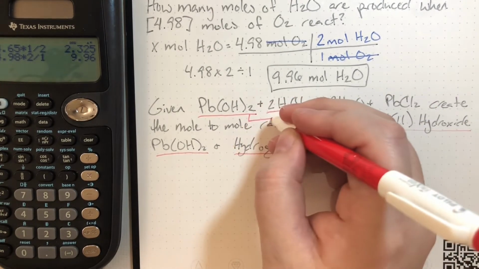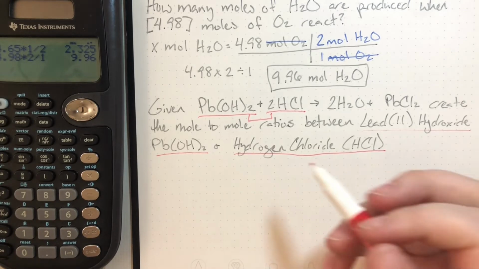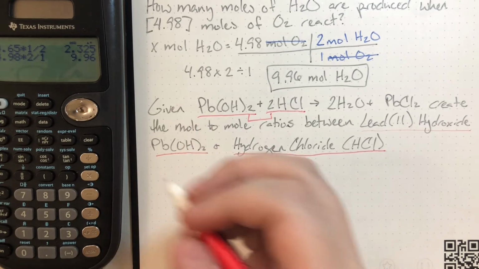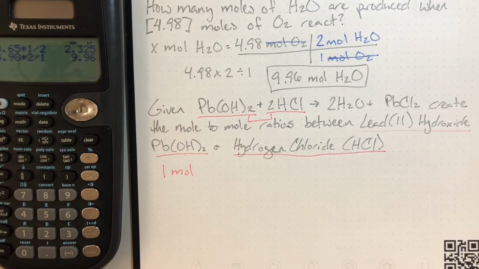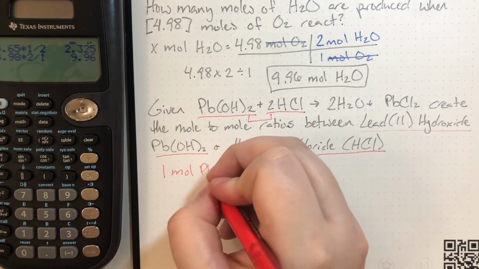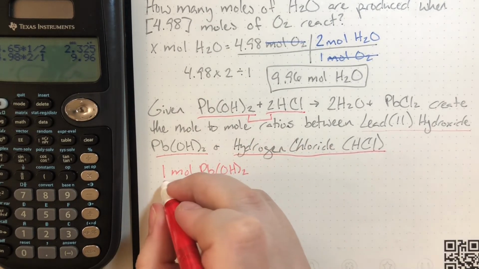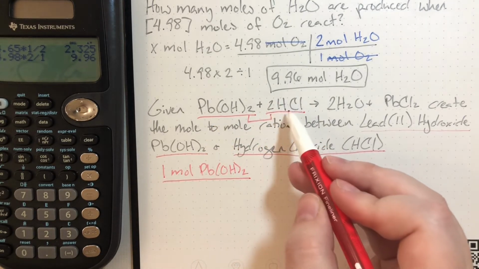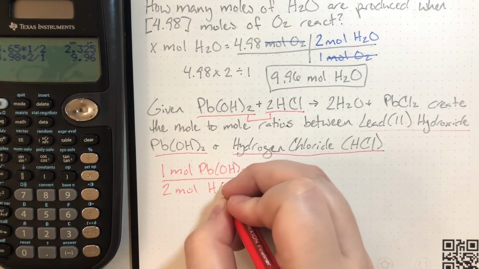I will visually connect them in the balanced chemical equation. Then I'm going to look to see what the coefficient is in front of each. The coefficient in front of lead(II) hydroxide is invisible, so that means it's a 1. So I will say 1, then I will insert the word mole, and then I will write the compound formula, Pb(OH)2. For every 1 Pb(OH)2, there was a coefficient in front, 2, insert the word mole, hydrogen chlorides.